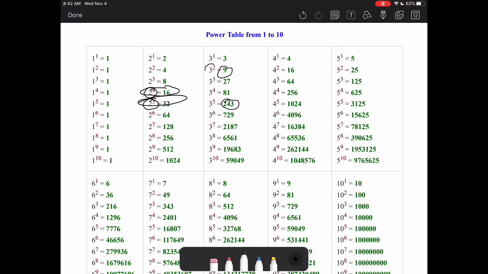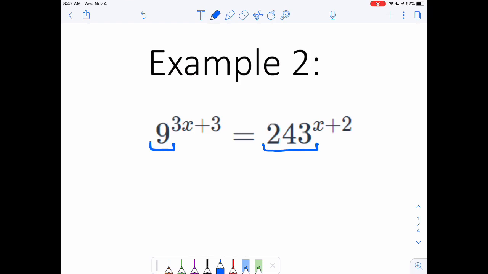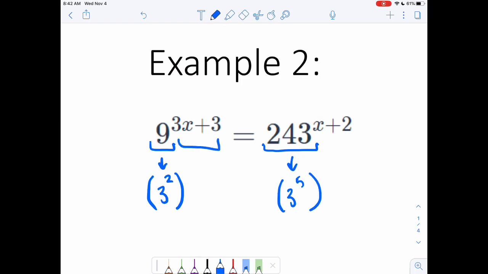So I can rewrite 9 as 3 squared and 243 as 3 to the 5th. Awesome. So I'm going to rewrite 9 as 3 squared. I'm going to rewrite 243 as 3 to the 5th. Cool. Now I'm just going to bring down my exponents. Once again, we didn't really change anything about our problem. Now all we have is just 9 represented as 3 squared and 243 represented as 3 to the 5th.